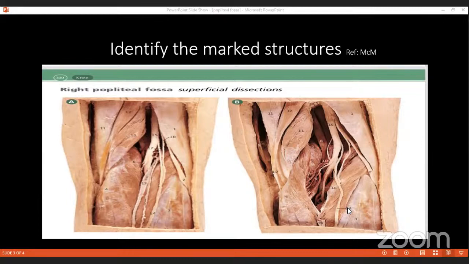If a person comes across an RTA, road traffic accident, and the neck of the fibula gets fractured, then which nerve is more likely to be injured? The common peroneal nerve. Okay. Is it the deepest or the most lateral? It is the most lateral. So how would the patient present? The deepest part is the popliteal artery.